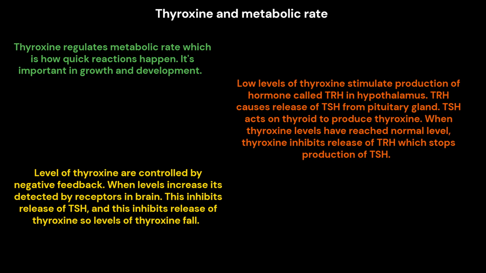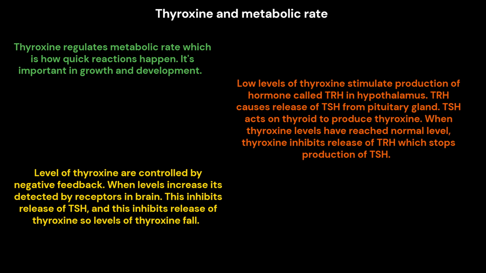Thyroxine and metabolic rate. Thyroxine regulates metabolic rate, which is how quick reactions happen. It's important in growth and development. Low levels of thyroxine stimulate production of a hormone called TRH in the hypothalamus. TRH causes release of TSH from the pituitary gland. TSH acts on the thyroid to produce thyroxine.